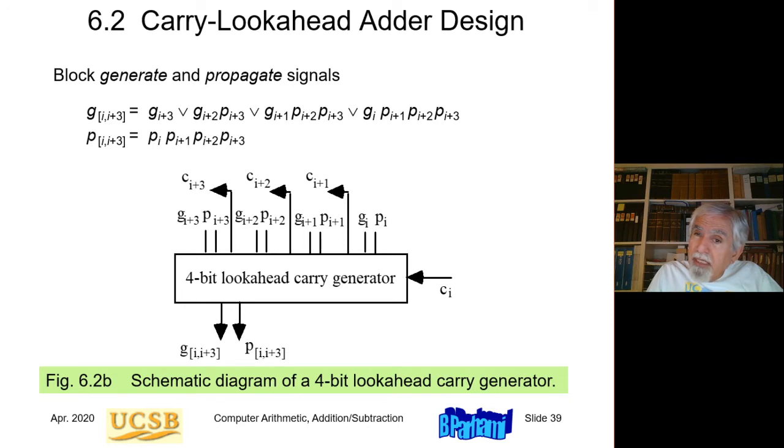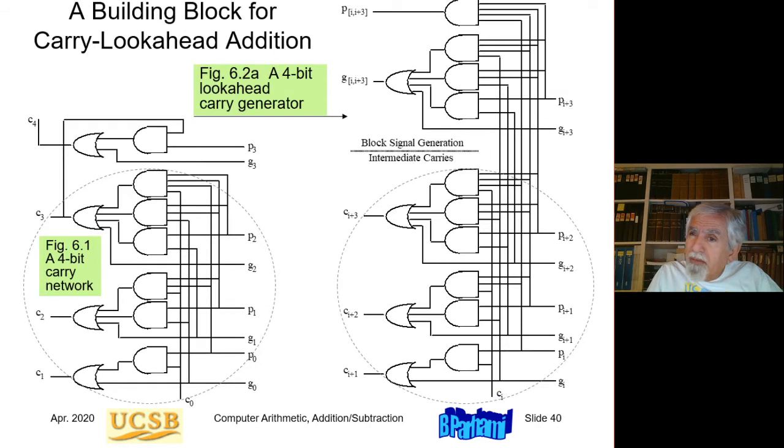So the propagate signal is a 4-input AND gate. The generate signal is a circuit consisting of 3 AND gates and a 4-input OR gate, which you see in this diagram. So it's a direct 2-level implementation of those equations. So this is a block that is useful in designing Carry-Lookahead adders.